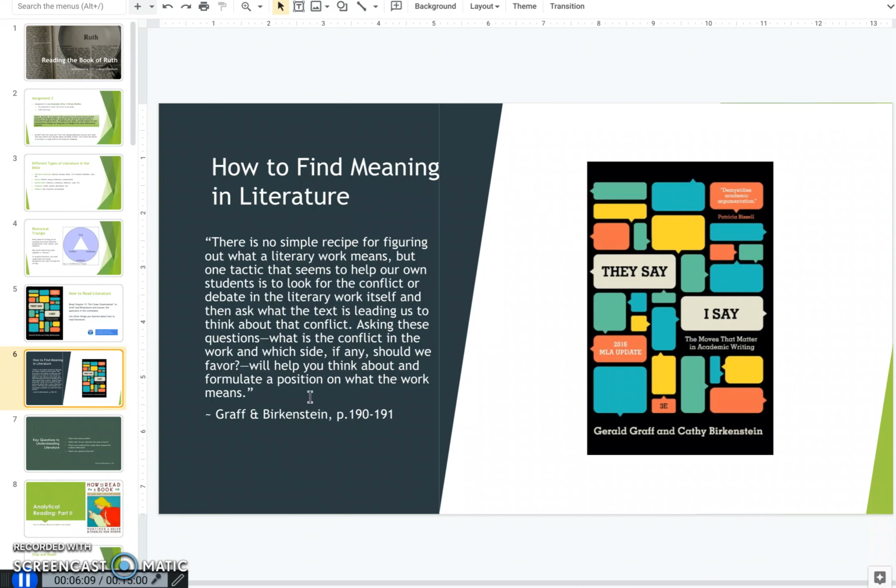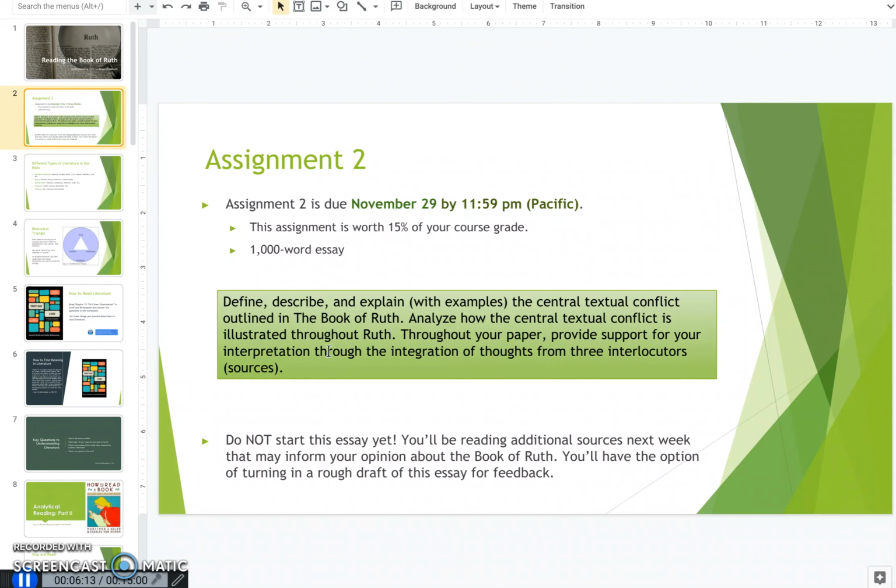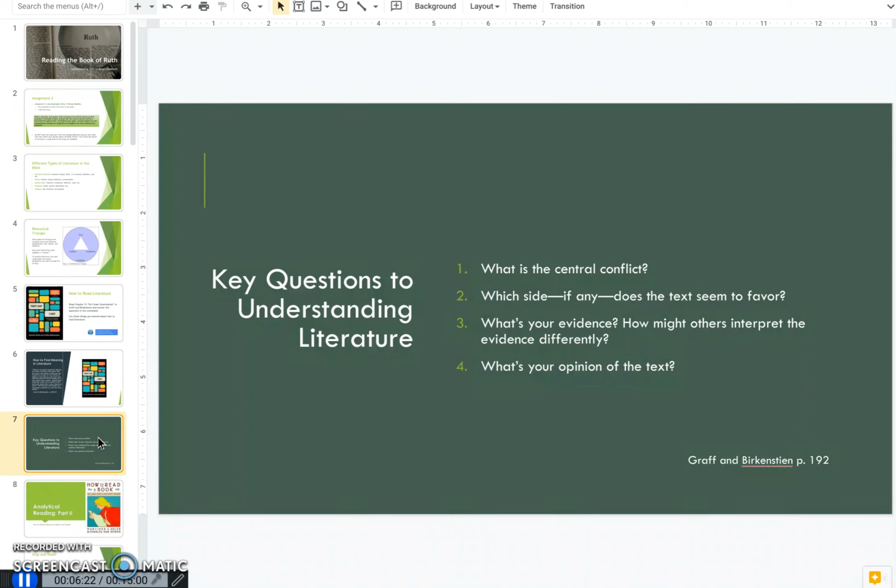All right, so notice right here they're talking about conflict. And if we go back to the prompt of the essay, that's what you're being asked to do first: figure out what the central conflict is in the book of Ruth. Now, how do you find the conflict? These are some questions to help you. What is the central conflict? You can think of it this way: what happens in the book? What is preventing the main character from getting what they want?